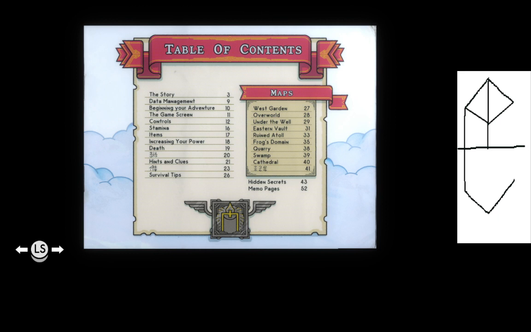So I want to be clear that after the last stream, I spent days figuring this shit out. Just an unconscionable amount of time.